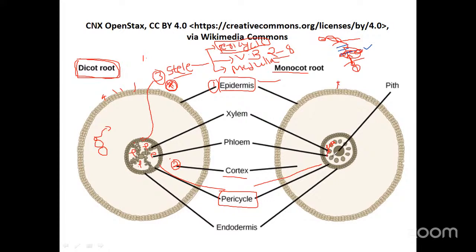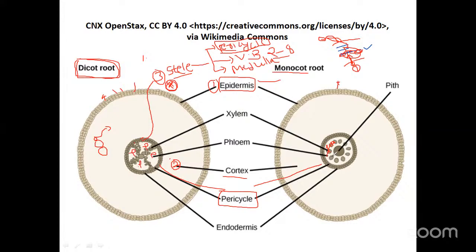Pericycle mostly produces lateral roots, but the pericycle does not produce lateral roots in monocot. Another most important thing, inside the stele, the number of vascular bundles is less in dicot root and more in monocot root. Medulla is absent in dicot, or if present, very small, and medulla is well present in monocot root. So that is the difference between dicot and monocot root.